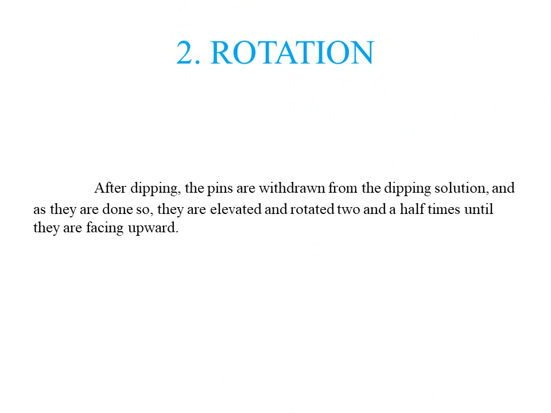Step 2. Rotation. After dipping, the pins are withdrawn from the dipping solution, and as they are withdrawn, they are elevated and rotated 2.5 times until they are facing upward. This rotation helps to distribute the gelatin over the pins uniformly and to avoid the formation of a bead at the capsule's end. After rotation, they are given a blast of cool air to set the film.